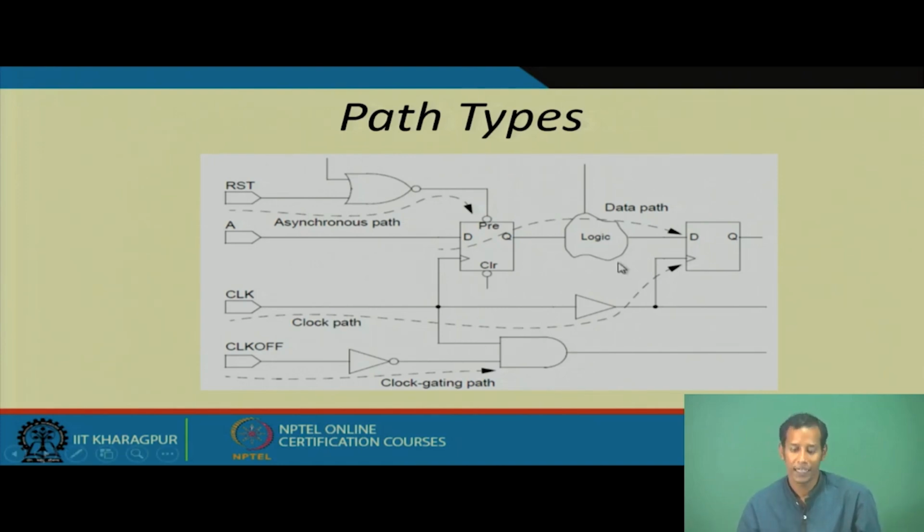And then what is the data path? Data path is the path from the flip flop 1 data input to the flip flop 2 data input. This is nothing but the data path. All the delays which are associated here are purely combinatorial.